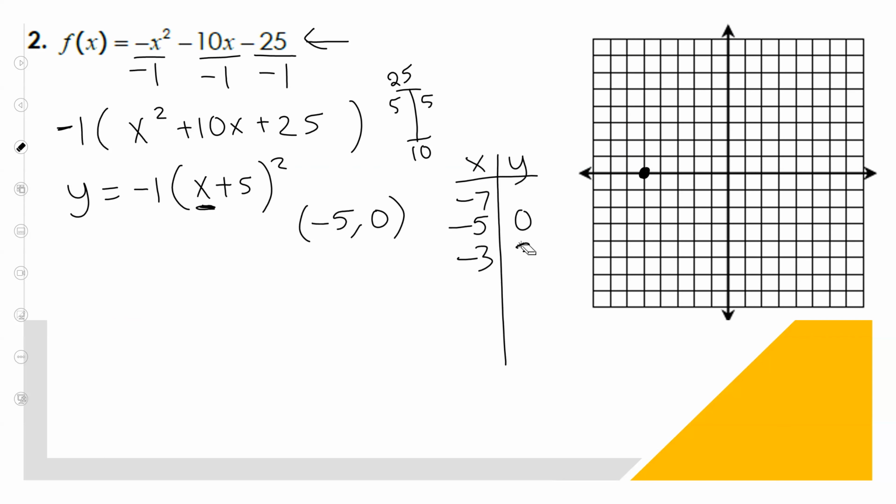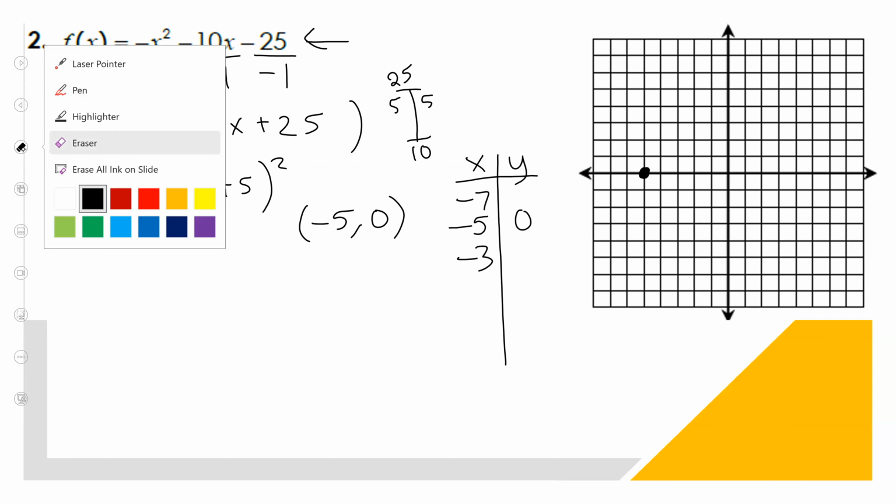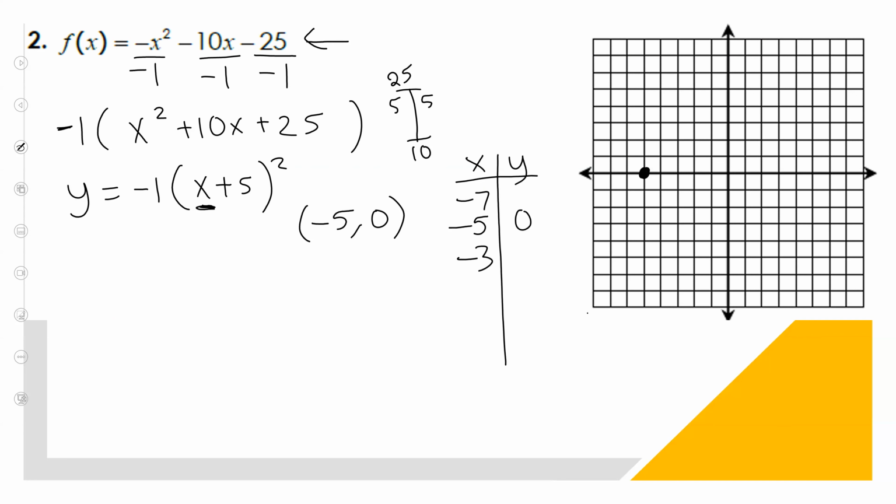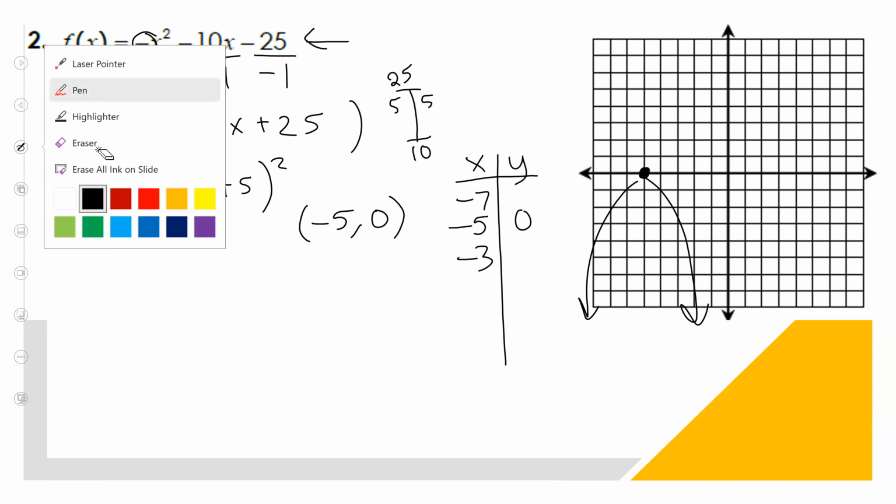I already know it's going to face down. Do you guys know how I know it's going to face down? Yeah, because there's a negative in the front. So I know it's going to face down. It'll look something like that. But let's get our exact points.